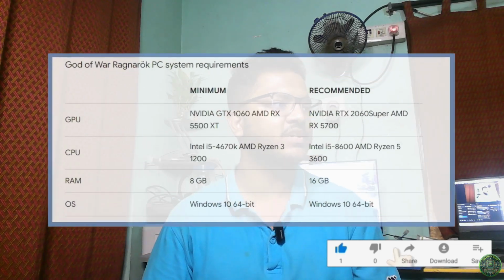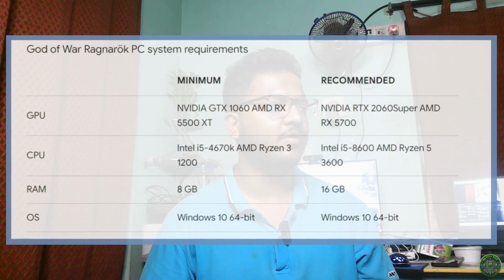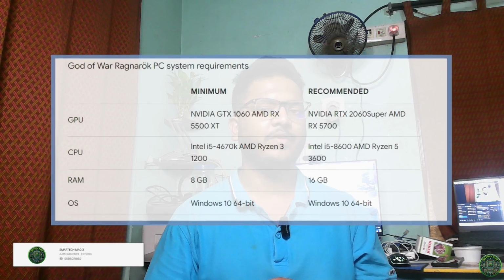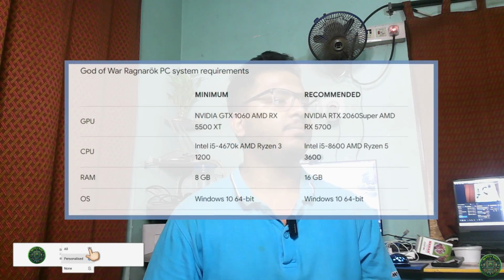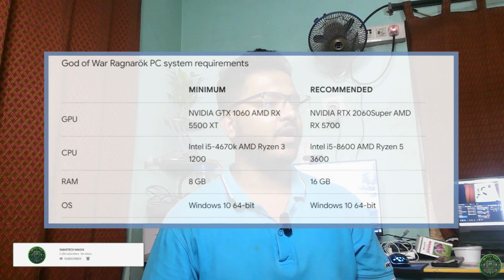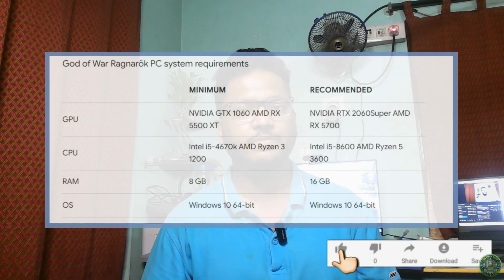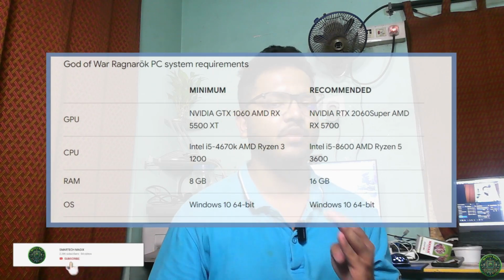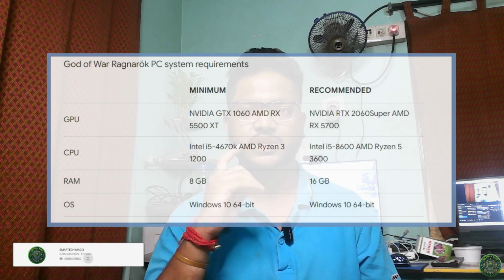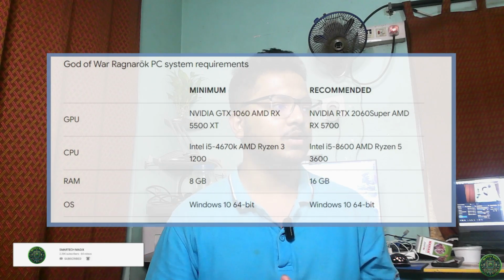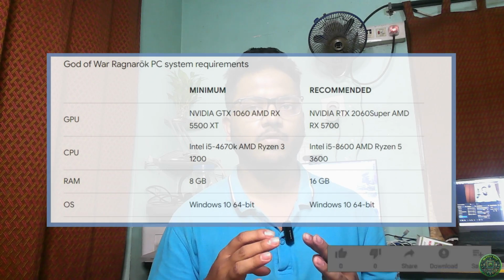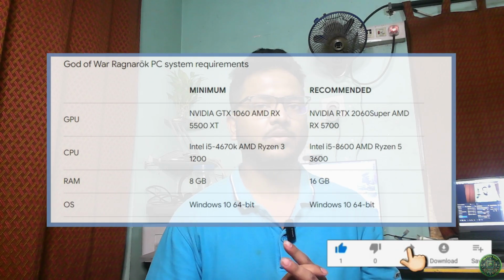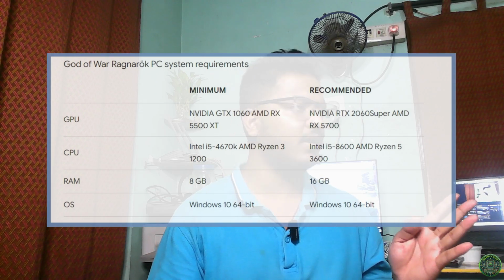By the way, the minimum requirements for God of War Ragnarök are at least a GTX 1060 graphics card from NVIDIA or RX 5500 XT from AMD. For the processor, you need at least an i5 4670, basically a 4th gen i5 processor, or Ryzen 3 1200, basically a first generation Ryzen 3 processor, and 8GB of RAM. These are the minimum requirements for playing God of War Ragnarök on your PC. Below this, it will show those errors that I have already mentioned.